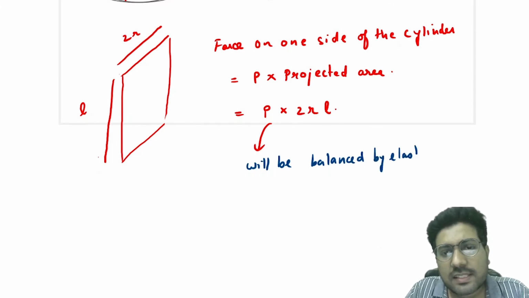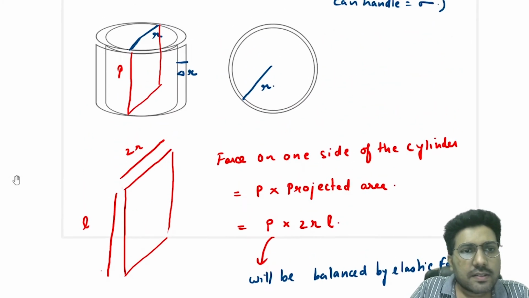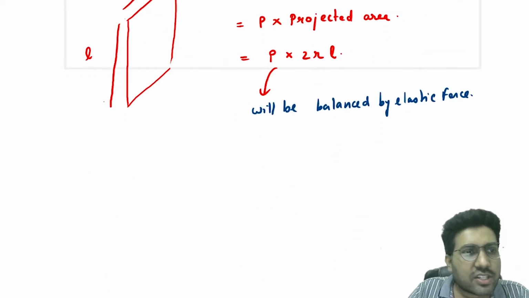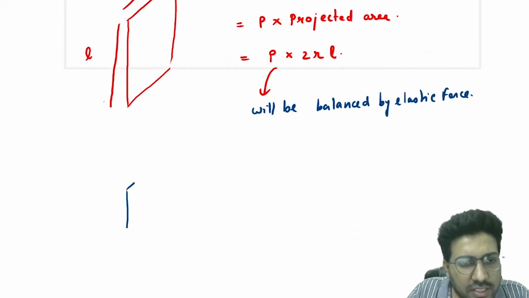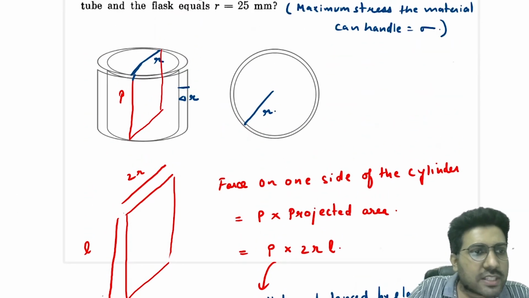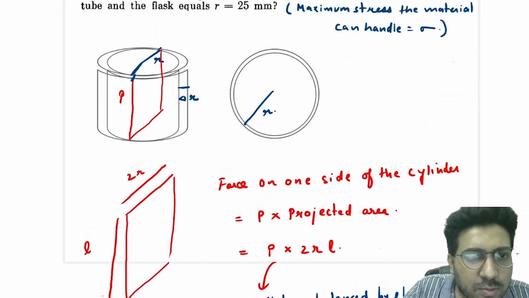Now what is this elastic force? See, this thickness is delta r, right? So I'll draw only the cross section now. The cross section delta r. So this is delta r and this is L, right? But like this there are two cross sections, okay, this one and this one.